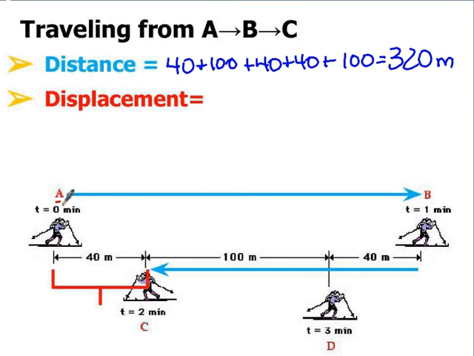Well, if I started at A and I end over here at C, I need to figure out how far I am from where I started. Well, if you see, you are 40 meters away from where you started, because here you are, you started here at 0, so your displacement is 40 meters.